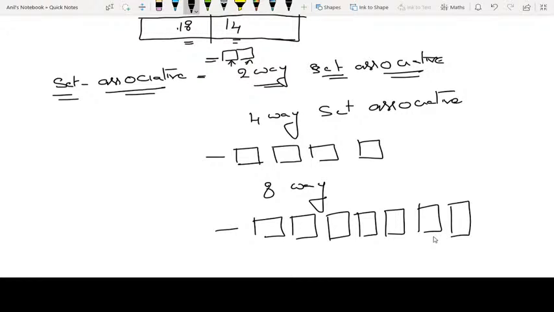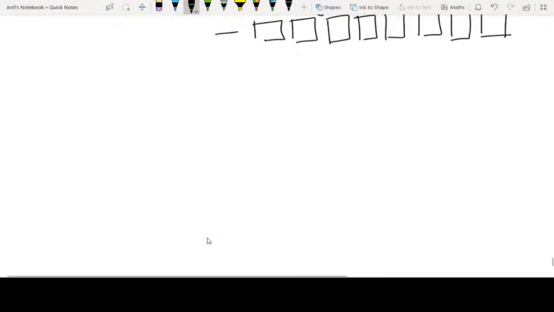When it comes to two-way set associative, every cache location will have two words. Four-way, every cache location has 4 words. 8-way, every cache location has 8 words. 1, 2, 3, 4, 5, 6, 7, 8. This is either two-way or four-way or 8-way. Now let us solve another question which is based on direct mapping and set associative mapping.